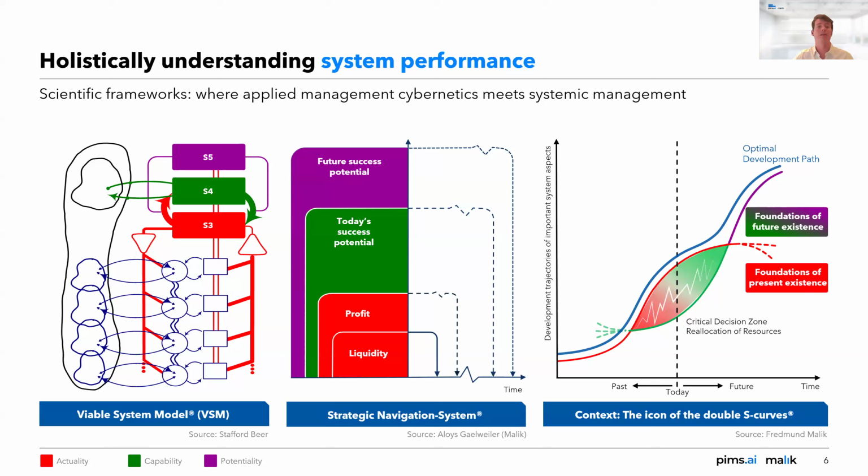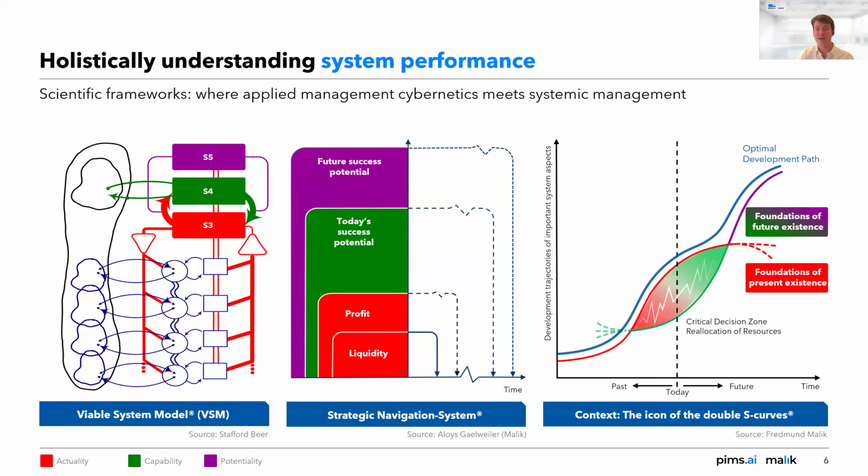On the right, we have Malik's double S-curve, where we have the old red system slowing or declining as the new green system emerges and the critical zone where resources must be reallocated between them, such that we can evolve into the purple potentiality or future state. In the middle, we have a section of Galweiler's strategic navigation system.